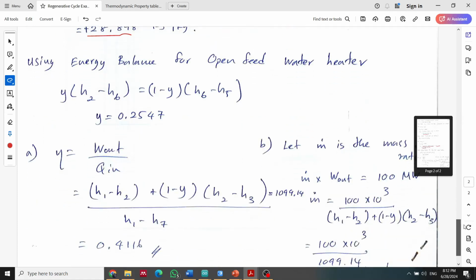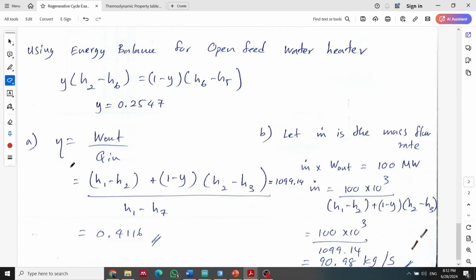Then straight away we can write eta equals W out minus Q in. If you remember, we have constructed the equation for W out, right? So all the things are known, and Q in is also H1 minus H7, all the things are known, therefore you can simply substitute and calculate the eta value. So eta becomes 0.4116. And also W out, I have calculated W out equal to 1099.14 kilojoule per kilogram. So that is the W out, right? So that is part A.